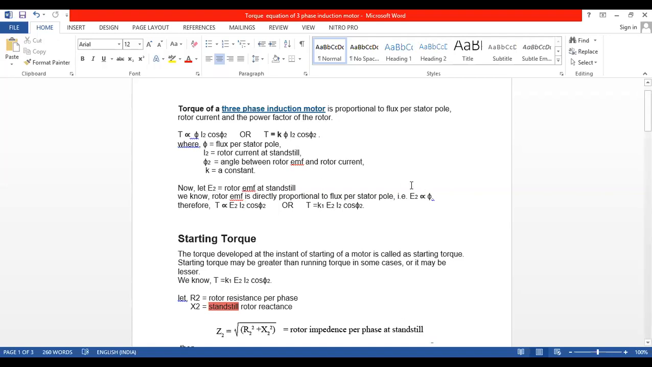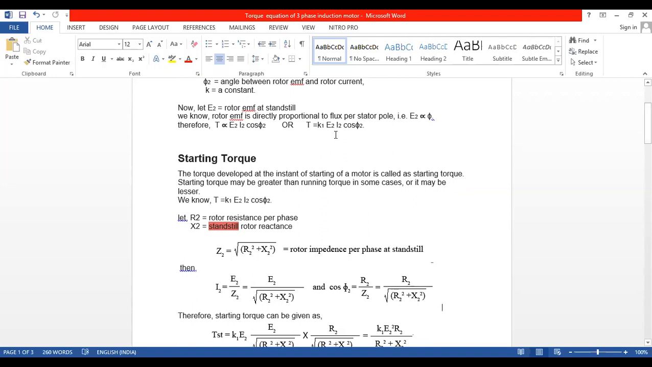As we have studied, the rotating magnetic field links or cuts the rotor conductors. Because of the rotating magnetic field only, E2 is developed. You can see here E2 depends on the rotating magnetic field. Therefore, in place of the rotating magnetic field, we can represent T as directly proportional to E2 I2 cos theta 2, as E2 is created because of the rotating magnetic field. E2 behaves similarly to E1, which is the stator voltage. We can also write T is equal to K E2 I2 cos theta 2.